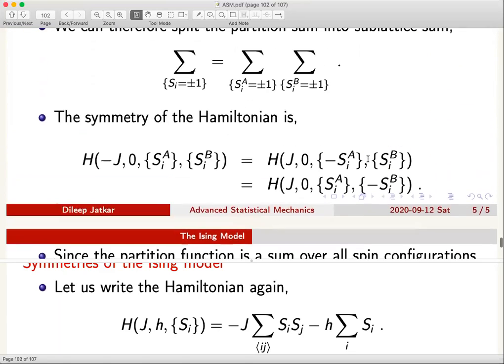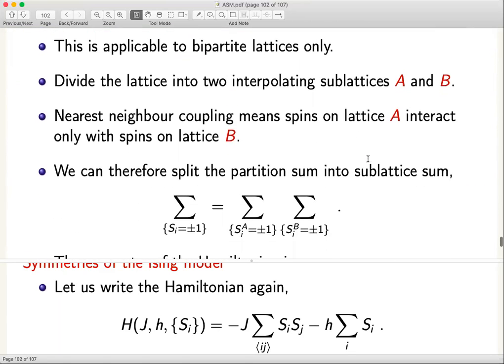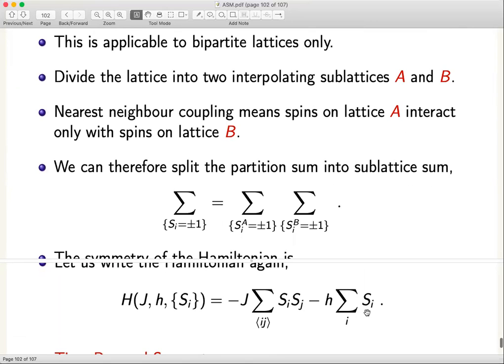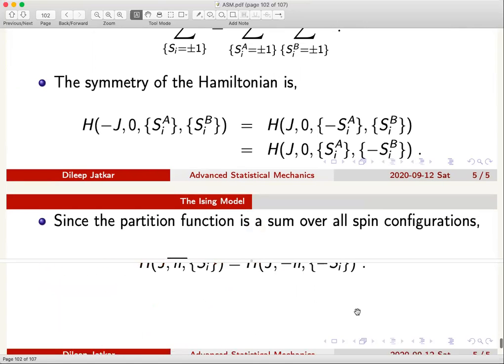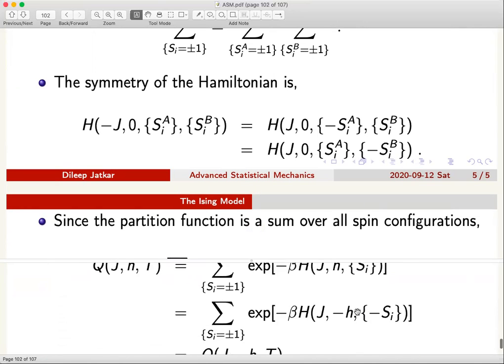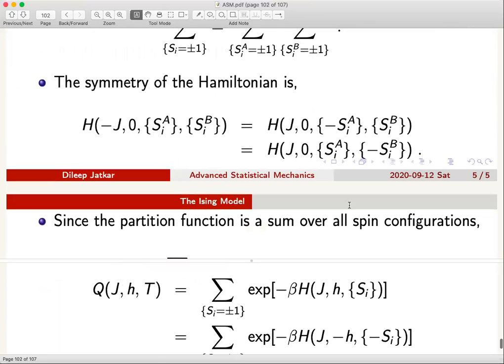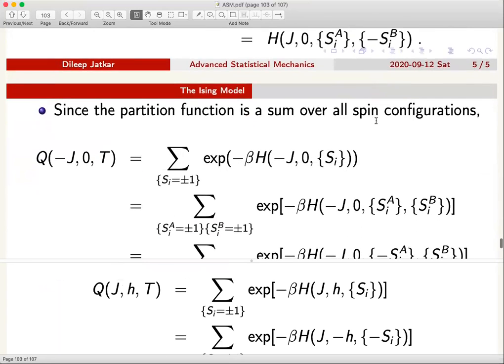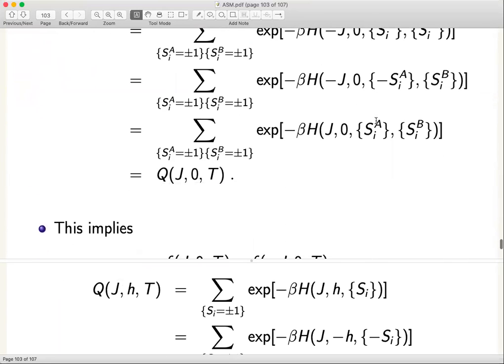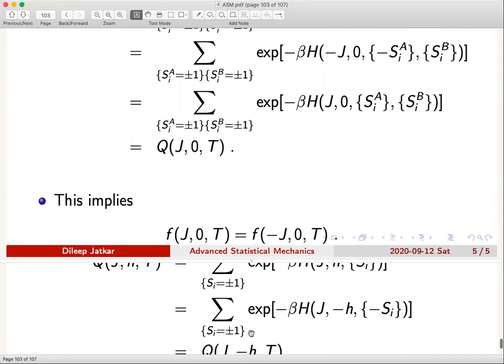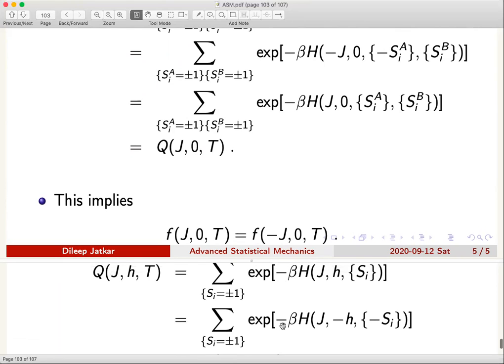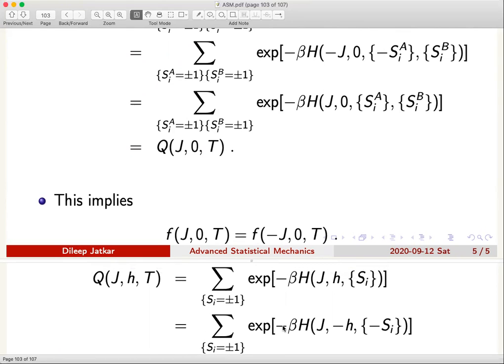Let's go back to this. Maybe I have it here itself. The point is that when you write down a partition function, you are summing over all configurations, right? You are summing over all spins. So even if your h was not equal to 0, you could have still made a statement about what happens to the system.